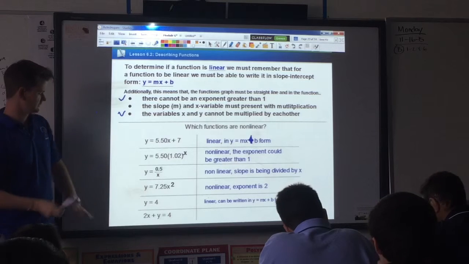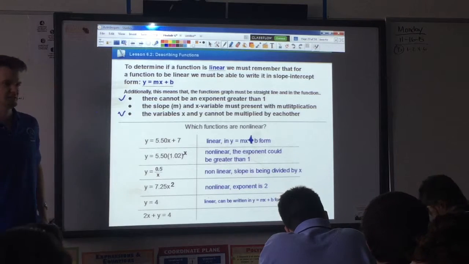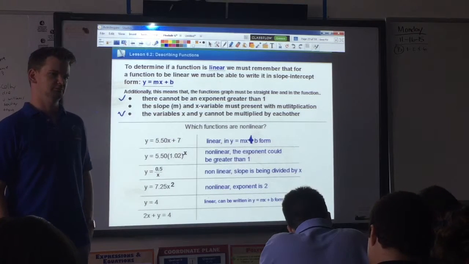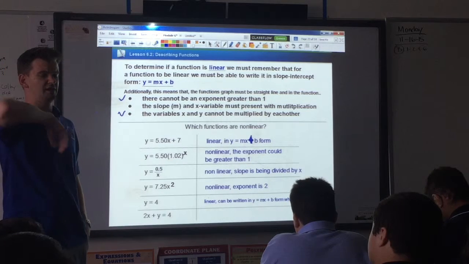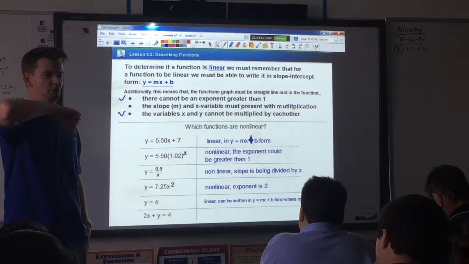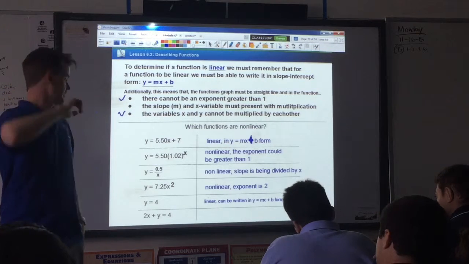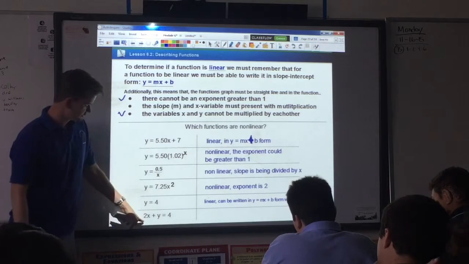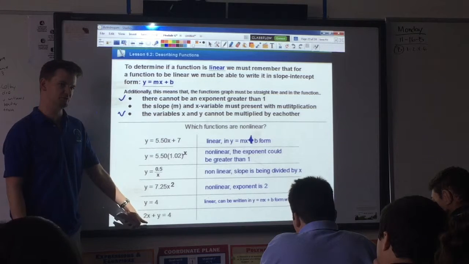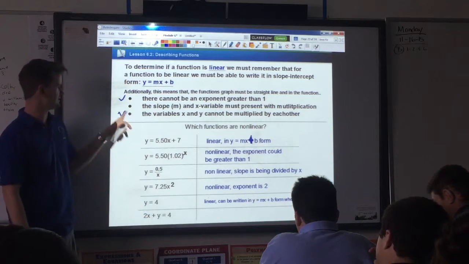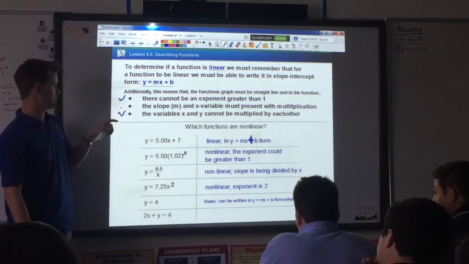Maria, Maldonado. 2x plus y equals 4. Is that linear? No. Okay, well let's think about it. Let's think about the criteria. Does it have an exponent greater than 1? No, so it passes. Is there multiplication between the x variable and the slope? Yeah, there is. 2 times x, right? Isn't that multiplication? So it passes this one, it passes this one.